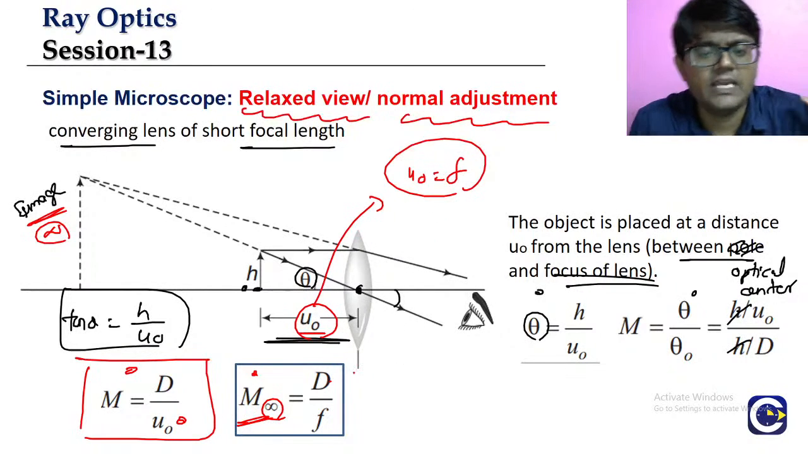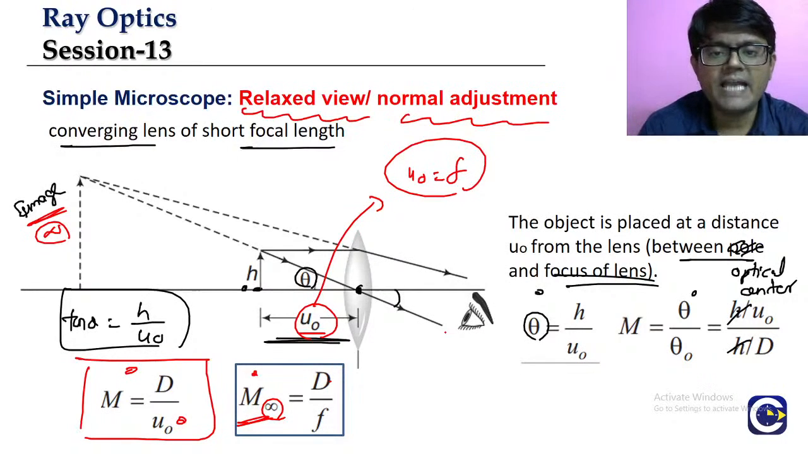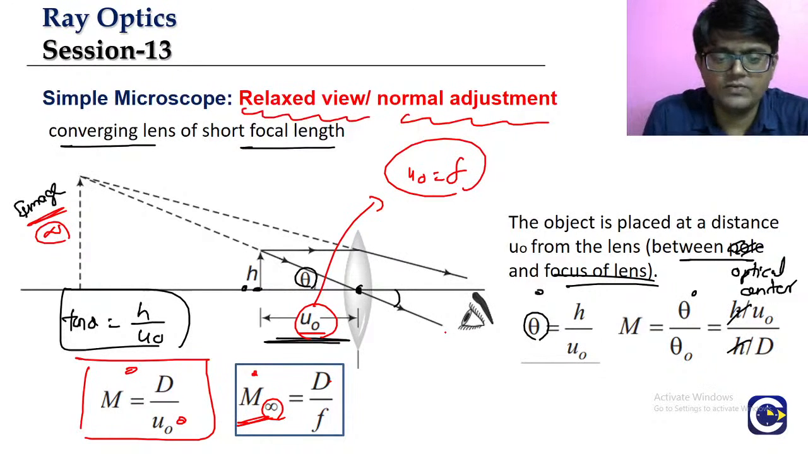So D divided by F, that's it. This is the magnifying power when we have the relaxed view or the normal adjustment. It's a very simple thing, right? So we'll just have to remember the formula. Now I'll tell you why.